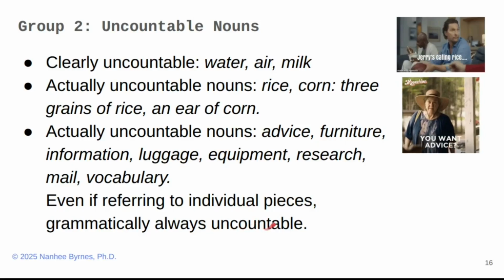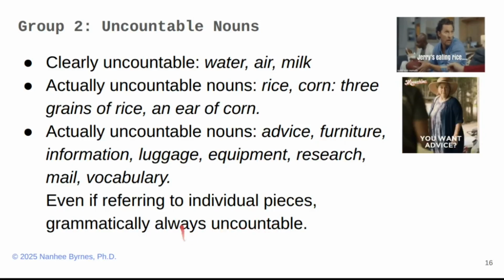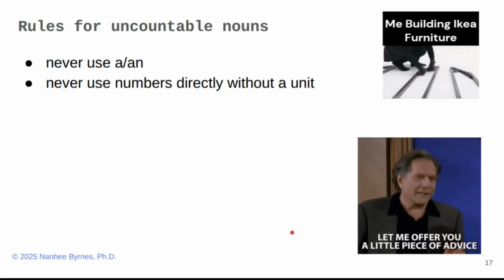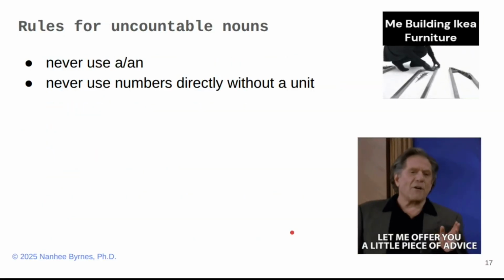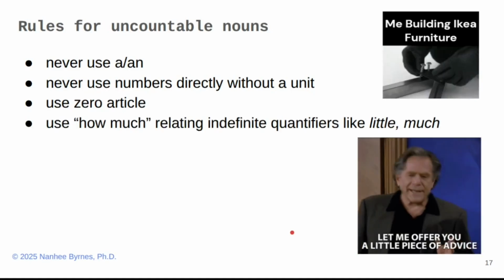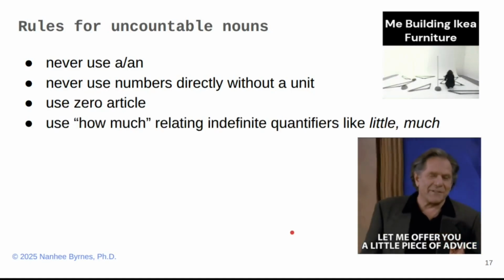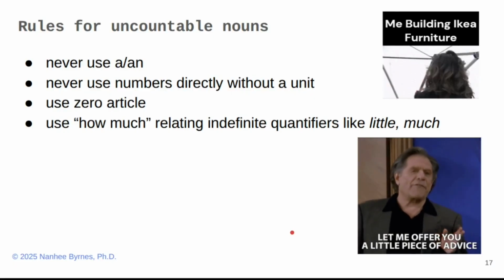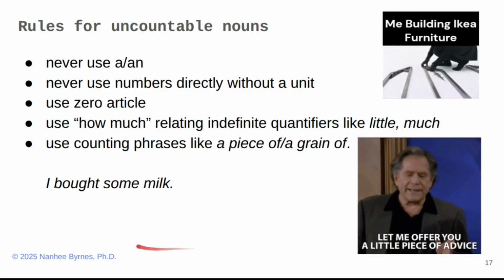Never use a or an. Never use numbers directly without a unit. Use zero article or quantifiers like some, much, or counting phrases like a piece of or a grain of. For example, I bought some milk. She gave me a piece of good advice. We need more furniture for the office.